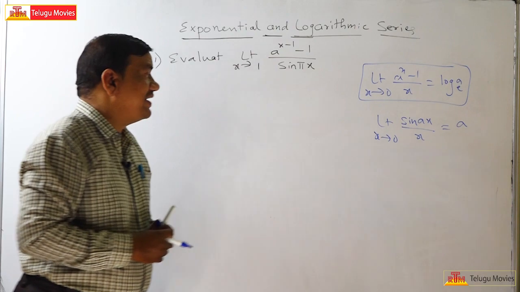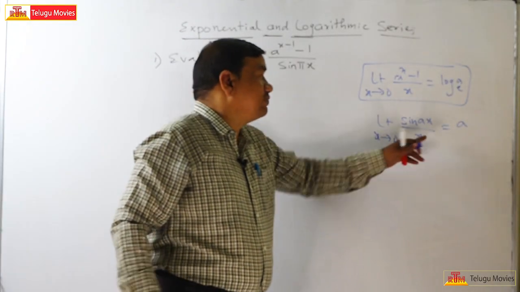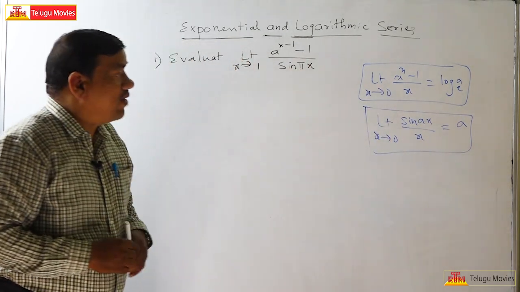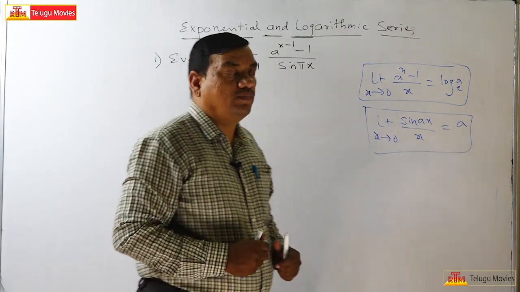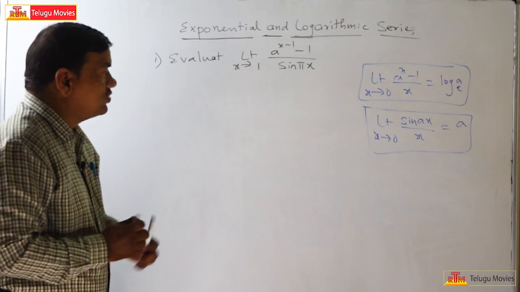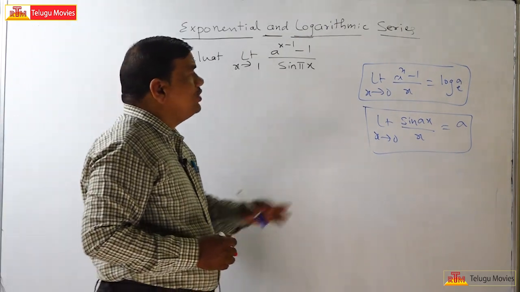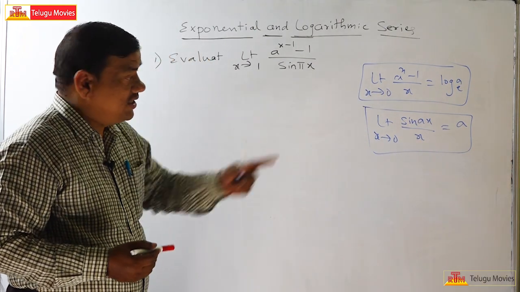If it is sin x by x, the value is 1. If it is sin(ax)/x, its value is a. These are the two formulas. Limit x tends to 0, x/sin(ax) is also 1/a. So even though it is a reverse, the same kind of answer will come. Now, let us try to convert this problem into that format.